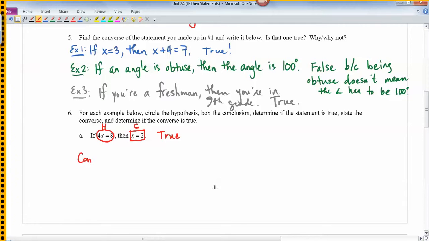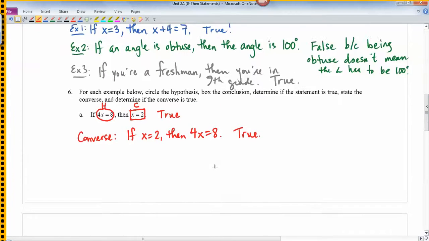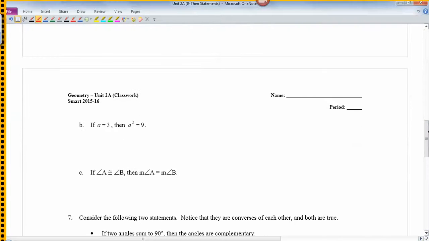Let's write the converse. So the converse would be, if x equals 2, then 4x equals 8, right? So is that true? Well, yeah, if x is 2, then 4 times 2 equals 8. That's always the case. So this is true. So notice in this one, the original and the converse are both true. Okay, let's take a look at the next one.